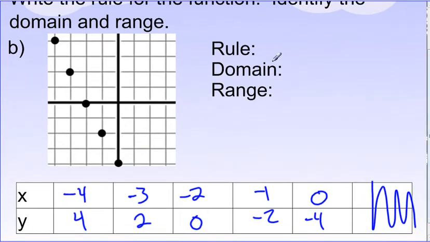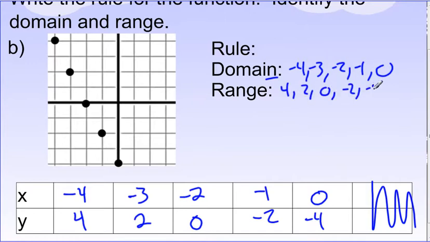All right, domain. Negative 4, negative 3, negative 2, negative 1, 0. The x values are the domain. It's the inputs. The range is the outputs, the y. 4, 2, 0, negative 2, negative 4. All right. So now we need to find this rule.